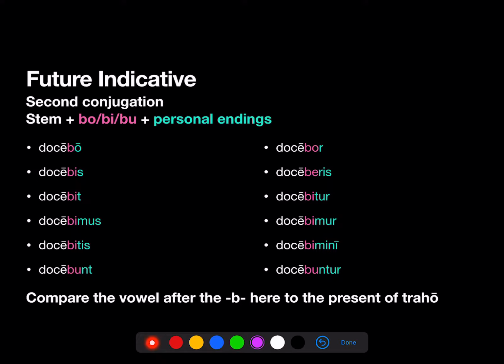All right, the same is going on here in the second conjugation. It's the stem from the second principal part, plus bo, bis, bit, bimus, bitis, bunt in the active, bor, beris, bitur, bimur, bimini, buntur in the passive. Again, you can compare what happens to the vowel after the B here to the present of traho.